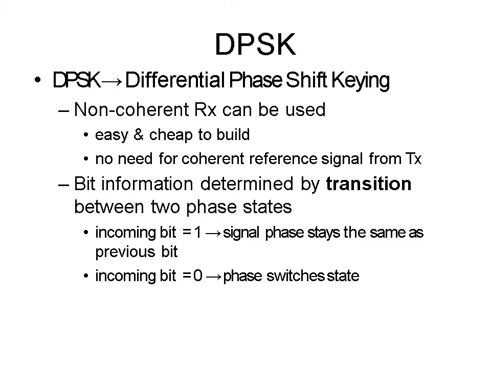Here the bit information is determined by the transition between two phase states. An incoming bit equal to 0 represents that the signal phase stays the same as the previous bit. If your incoming bit is 1, then the phase will switch state.